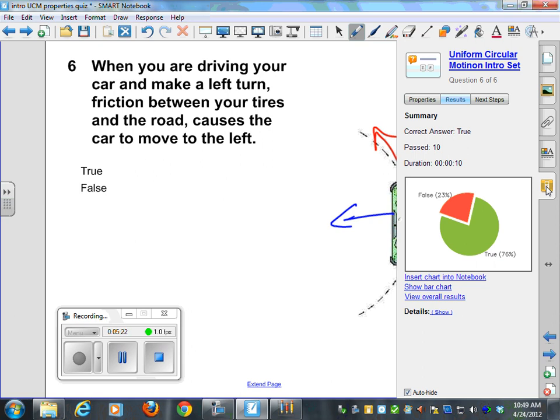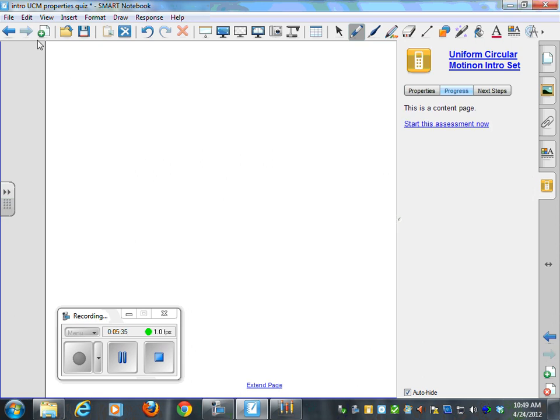Which would be why, if it's icy, when you turn the wheel, what happens? You don't turn. You're running into a snowman because there's no friction. Low friction, exactly. All right, we did fairly well there.